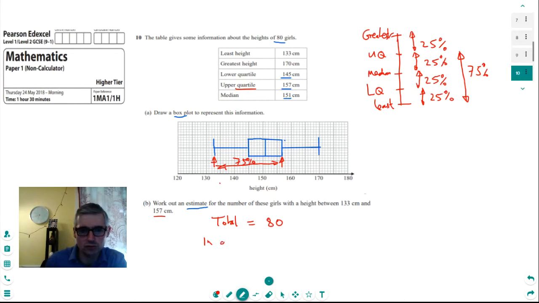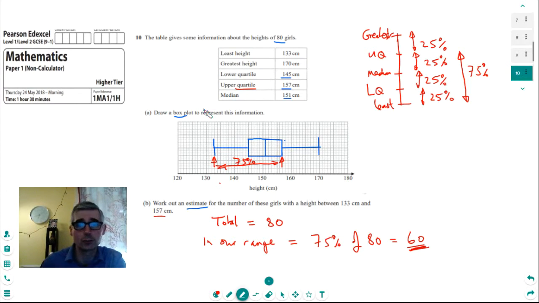So in our range, we've got 75% of 80, which is 60. There we go, 3/4 of 80. And that's it, we've completed it. That's our answer, 60.